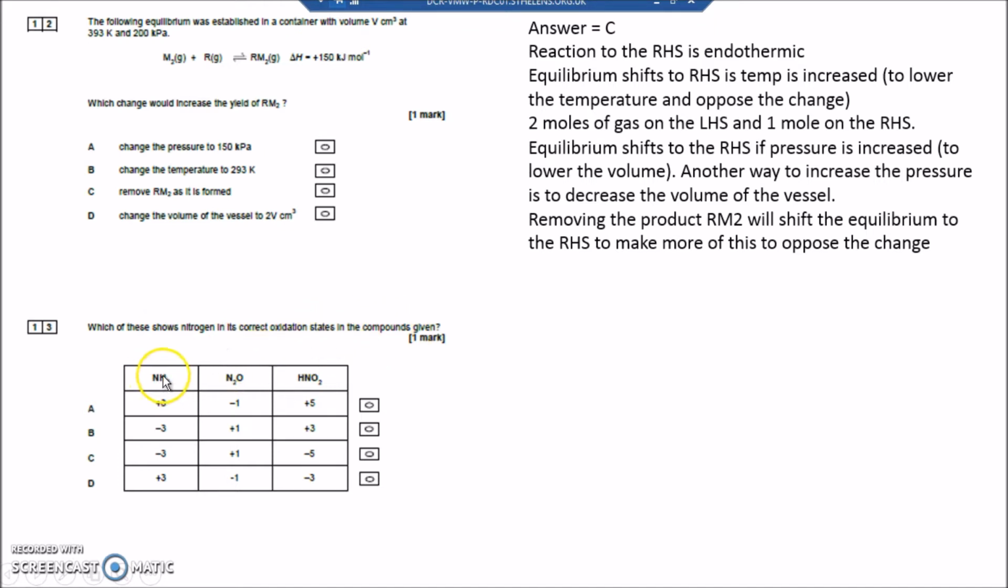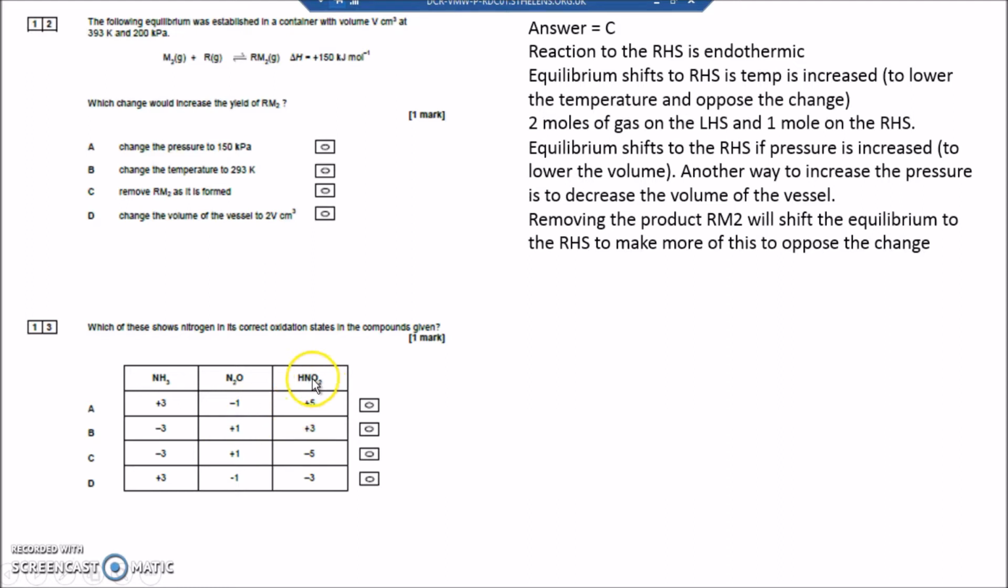So in NH3, hydrogen's in its oxidation state +1, 3 1s are 3, so the 3 H's are +3, so the nitrogen's in -3. So it's either B or C. Oxygen is in -2, so there's no charge left over, so the 2 N's are +2, so each N is in +1. So again, it's either B or C.